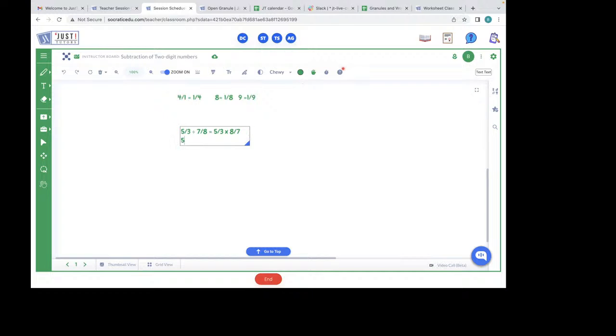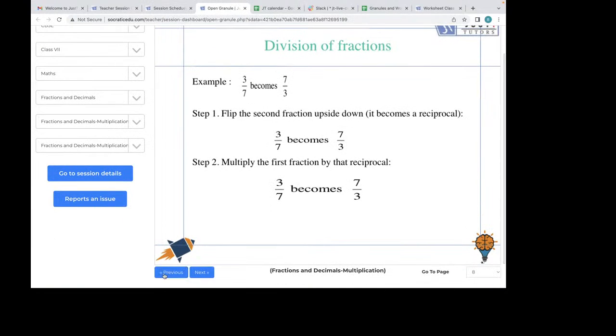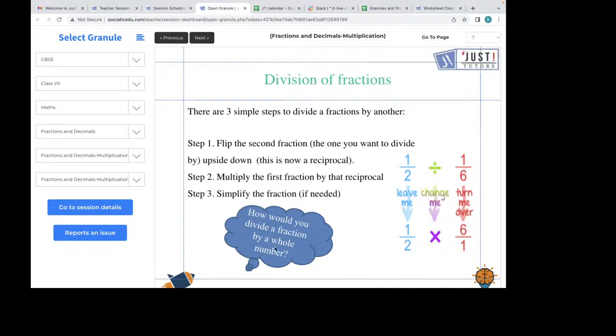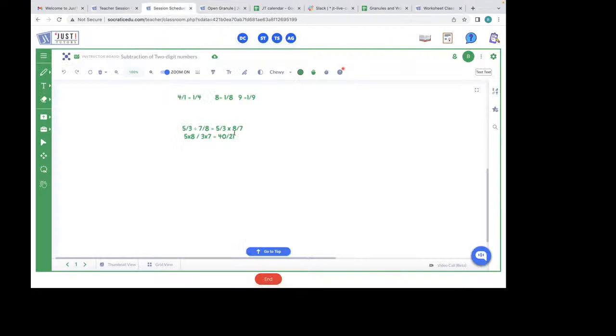5 multiply 8 and 3 multiply 7. So 5 multiply 8 is 40 and 7 multiply 3 is 21. So 5/3 divided by 7/8 is 40/21. Okay, is that clear to everyone? Now we can also have one more case where we have to divide. How would you divide a fraction by a whole number? आप एक whole number से कैसे divide करोगे एक fraction को?